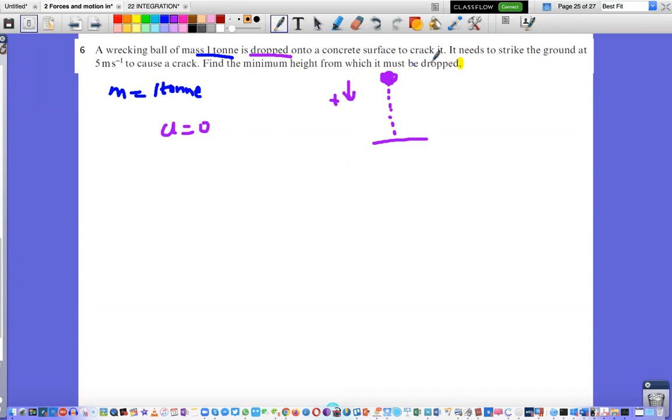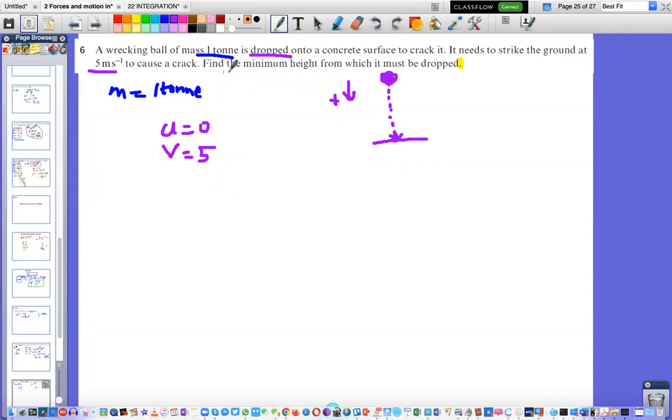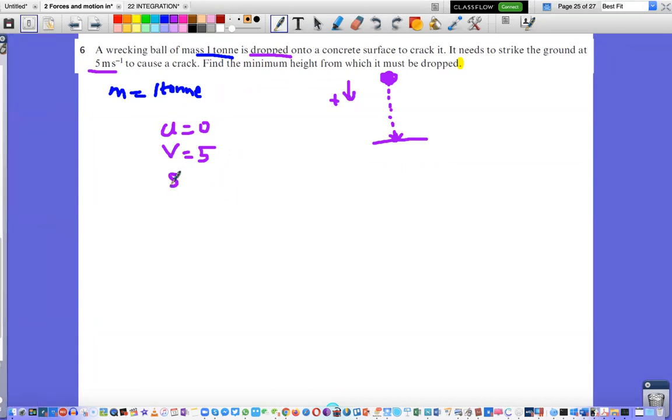So u is 0. It strikes the ground with a velocity v of 5 meters per second. Okay, I've noticed we just use the number, v is 5. And we are asked to find the height, s, which we don't know. What else do we know in this problem? a is 10.